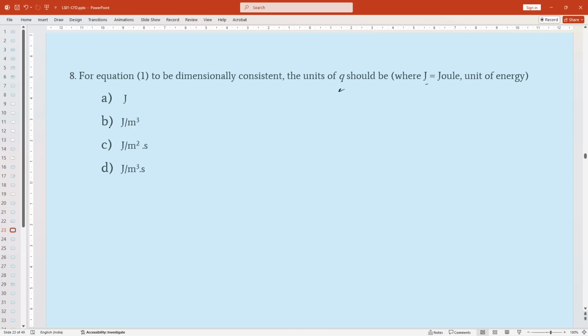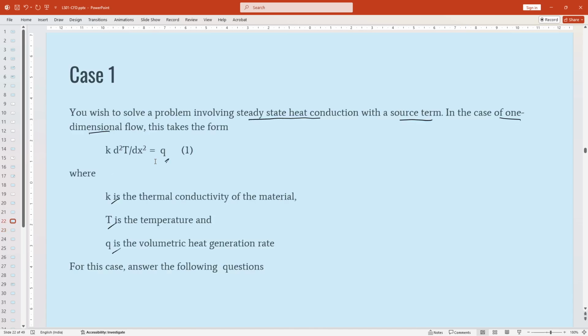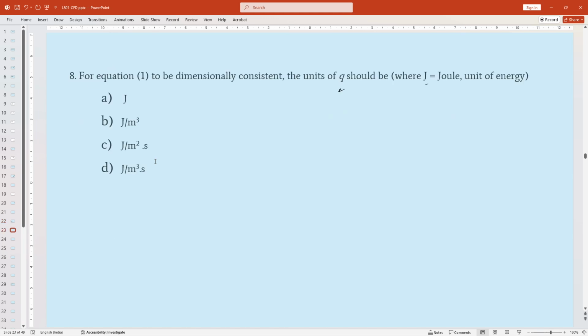So option A, joule only. Option B, joule per meter cube. Option C, joule per meter square second. D, joule per meter cube second. So we know for an equation to exist, it should be dimensionally consistent, that is the dimensions of the left hand side should match the right hand side. So from this equation, what will be the dimensions of Q, that is the volumetric heat generation rate? You can inbox your answers.